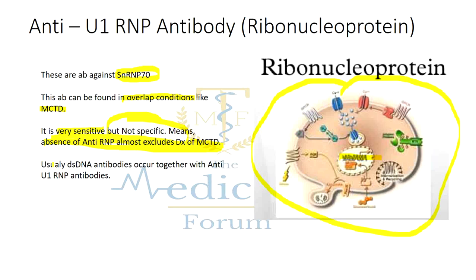Usually, double-stranded DNA antibodies occur together with anti-RNP antibodies. So it's just a side note to remember.